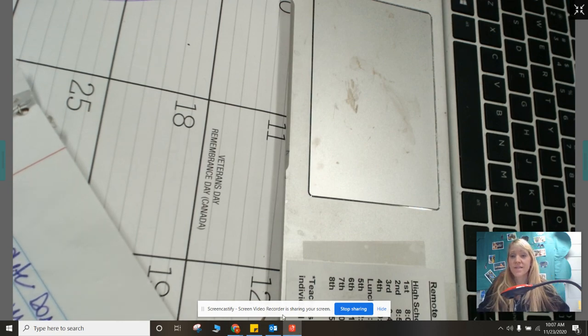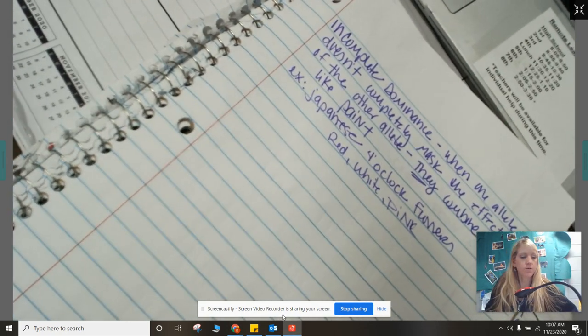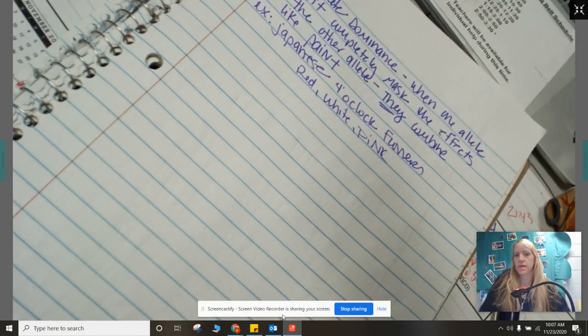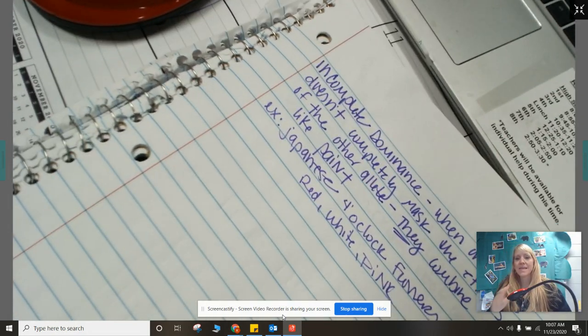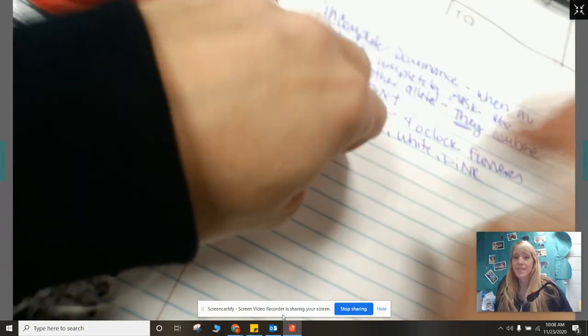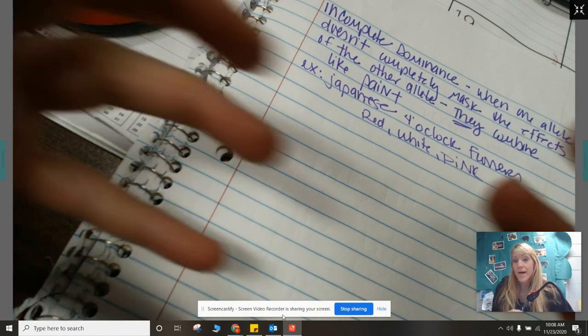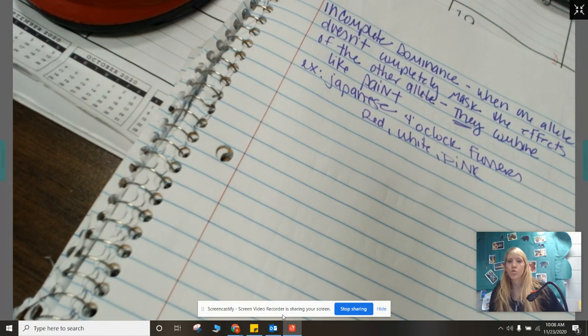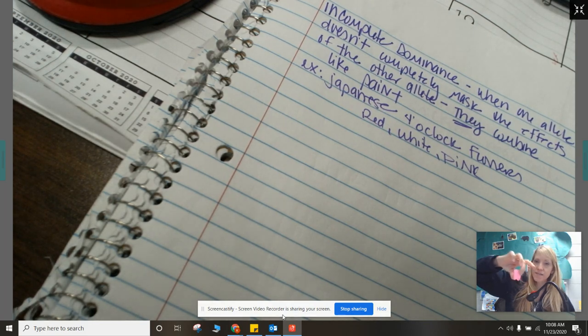Today we are going to talk about some fun little differences that Mendel didn't really talk about with his pea plants. Something called incomplete dominance. So what is that, you say? Neither is completely dominant over the other, so they combine like paint. Have you ever taken red paint and mixed it with white paint? What do you get? You get pink paint. Yes.